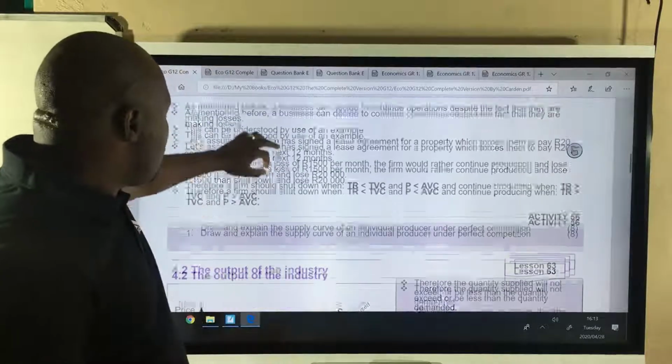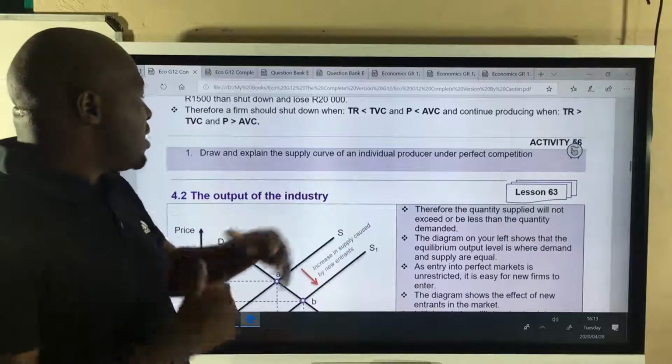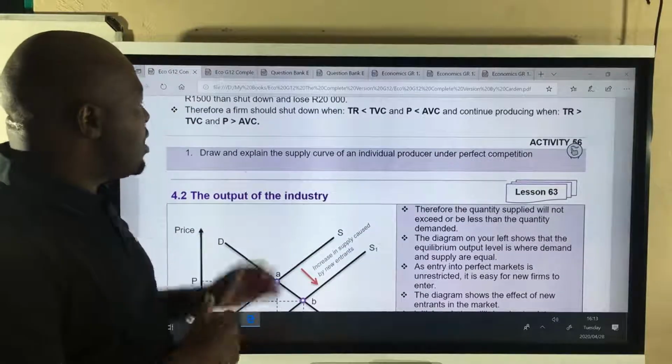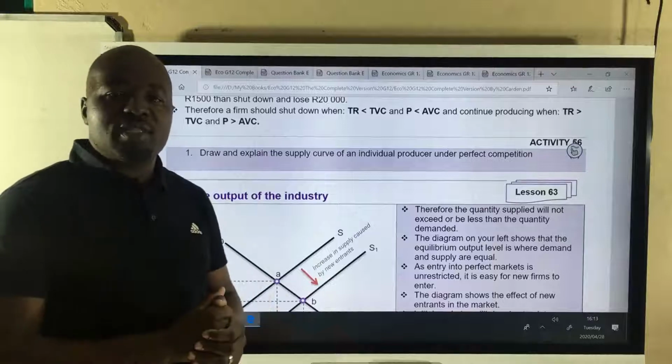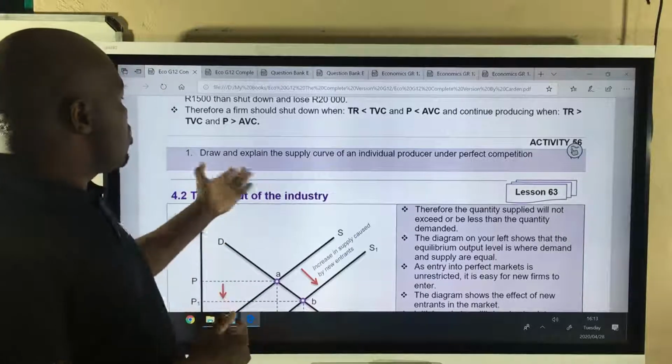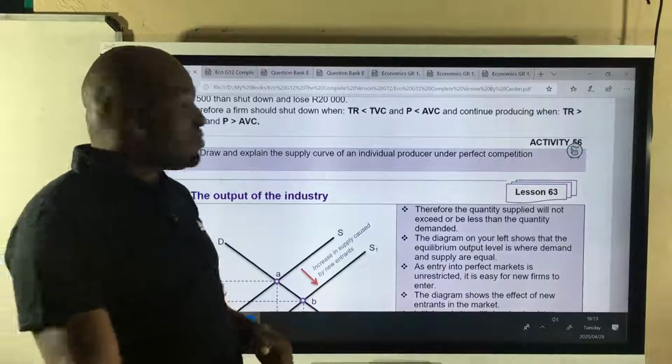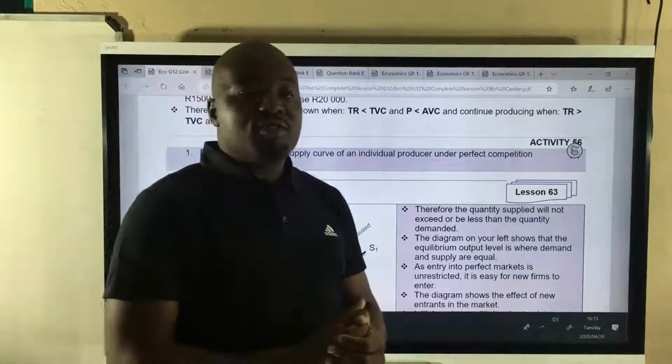Alright, so what is our homework for today? Draw and explain the supply curve. Okay, I like this one. It has become a common question in the exam nowadays. So draw and explain the supply curve of an individual firm.